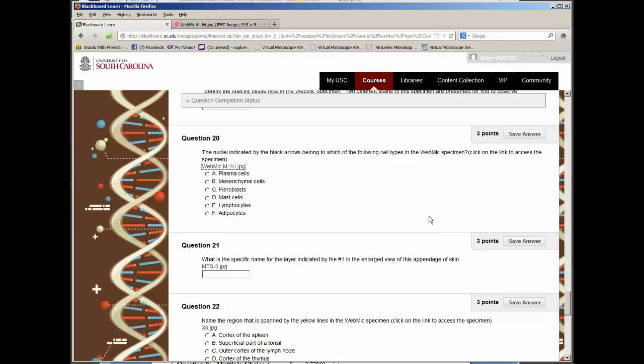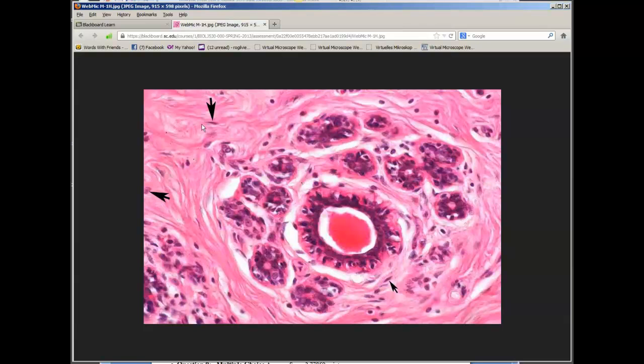So question 20 asks: the nuclei indicated by the black arrows belong to which of the following cell types? So you're given a choice here, and you've got your adipocytes, lymphocytes, mast cells, fibroblasts, mesenchymal cells, and plasma cells. So let's take a look at this and look where the arrows are. Okay, there's a thin, flat nucleus, not so flat, but fairly ovoid shape, another thin, flat, ovoid shaped nucleus. And you look at these three nuclei, and they keep a lot of company of the same type of nuclei around, except for these. These would be lymphocytes here.